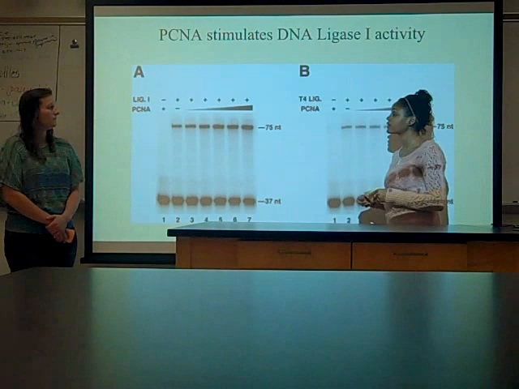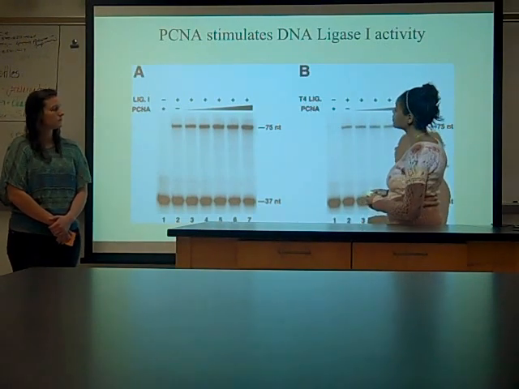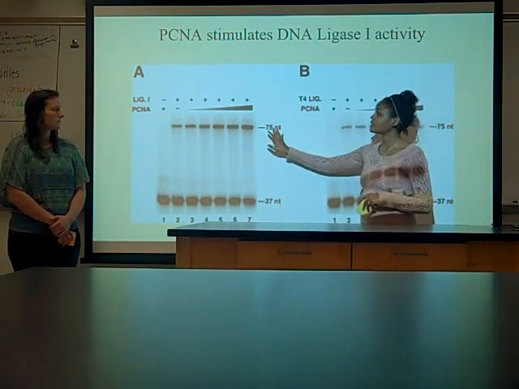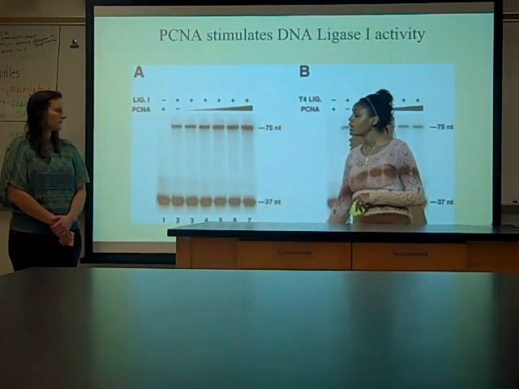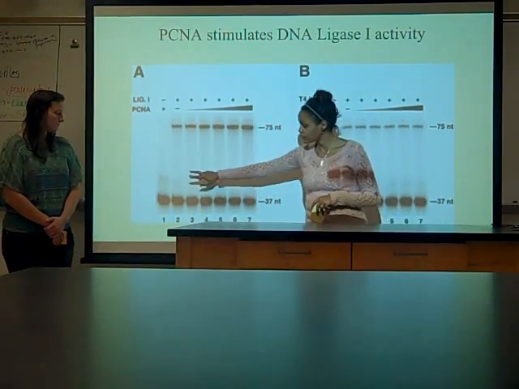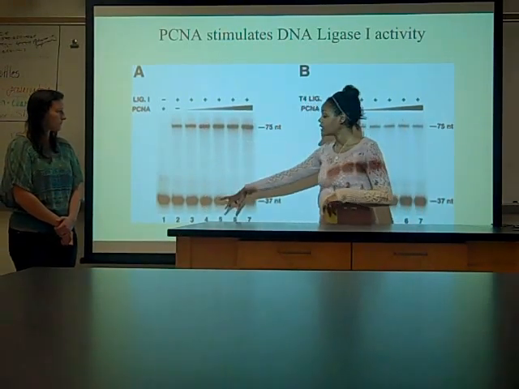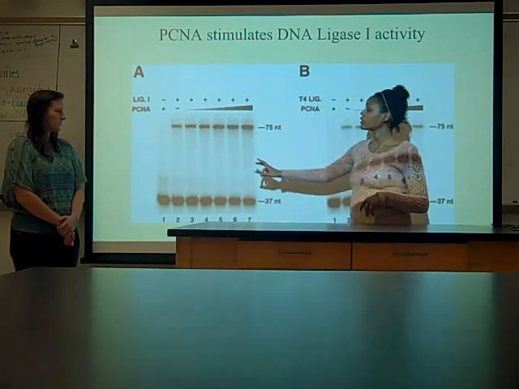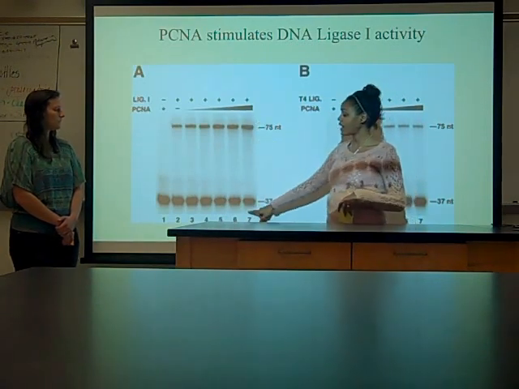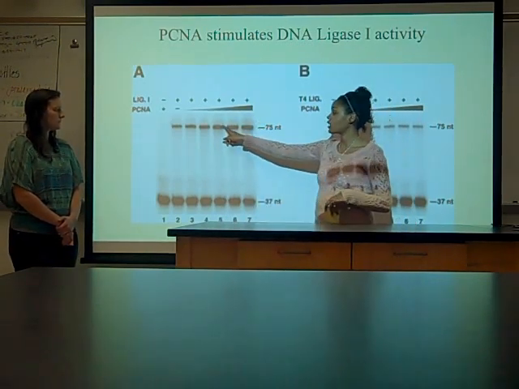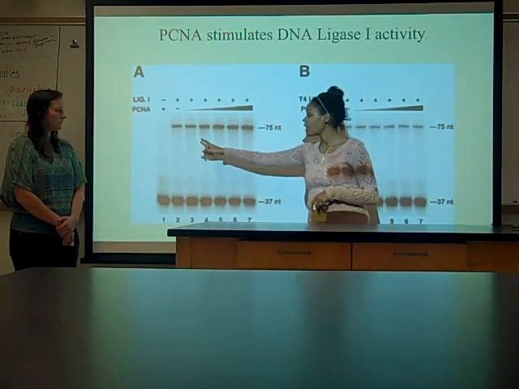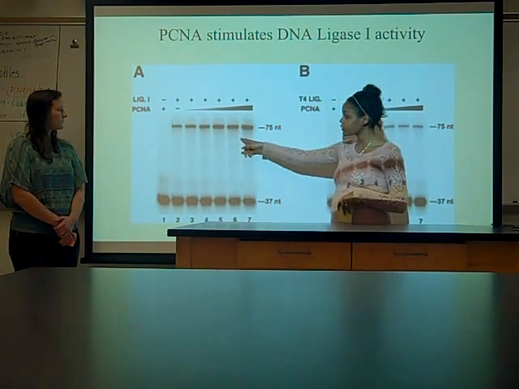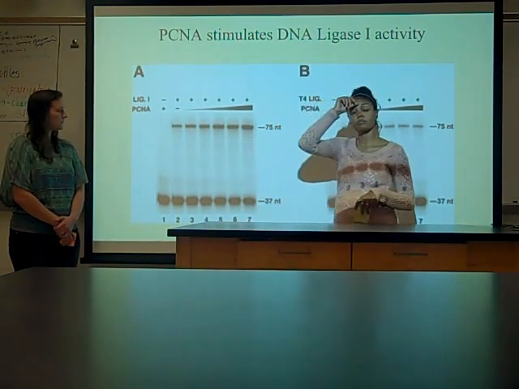Now, the first experiment that we're going to go over and we found was interesting was how PCNA stimulates DNA ligase 1 activity. So first, looking at gel A, in the different lanes, lane 1 is just PCNA by itself, lane 2 is DNA ligase 1 by itself, and then lanes 3 through 7 show an increase in PCNA concentration and how that acts upon DNA ligase and how much complex and product it makes. As you see, and as the researchers saw, as PCNA concentration increased, so did DNA ligase 1 product.